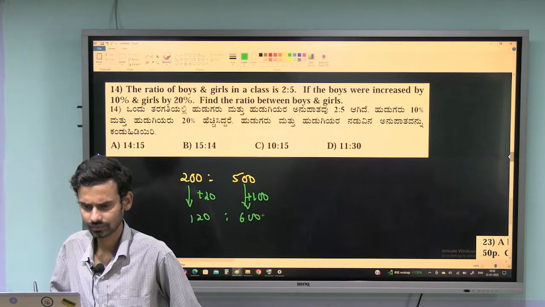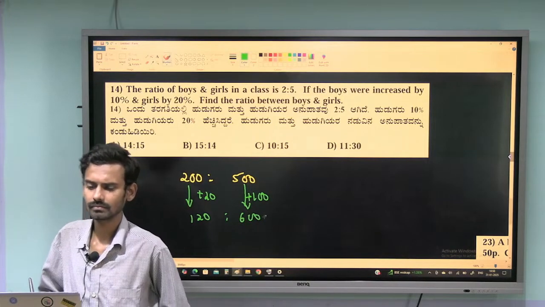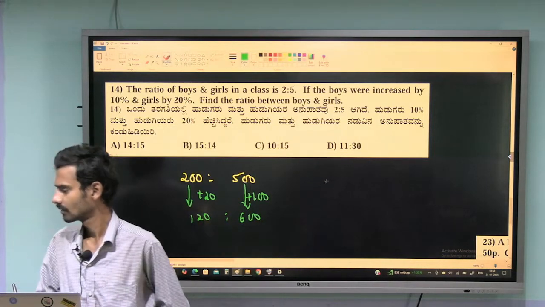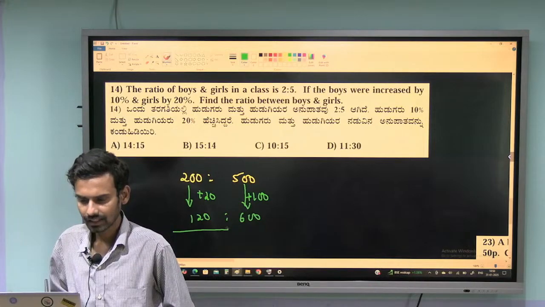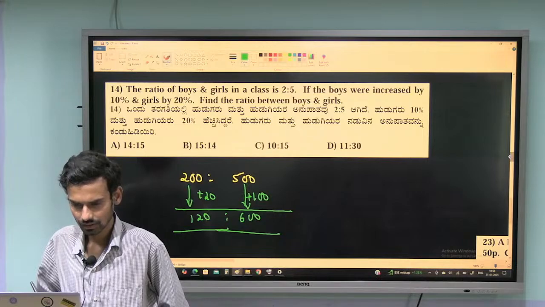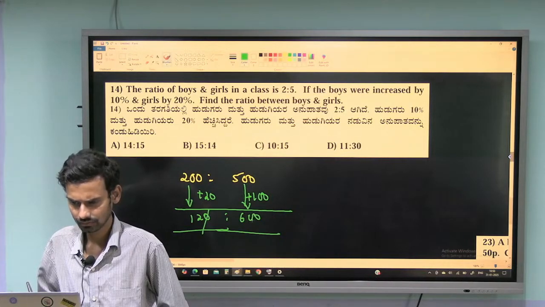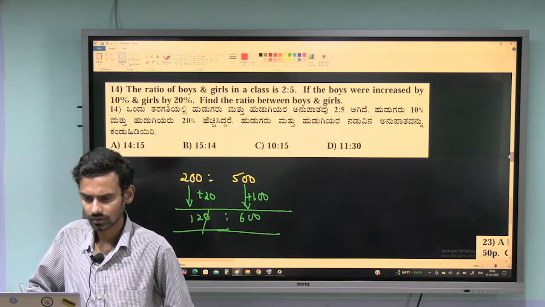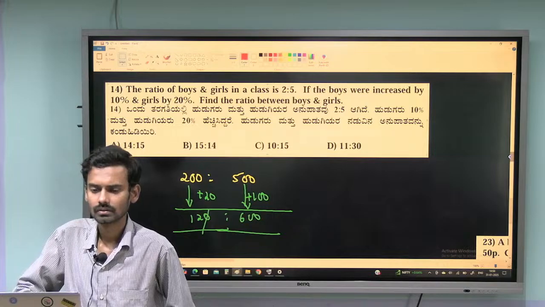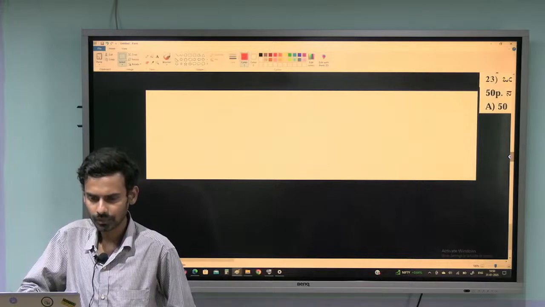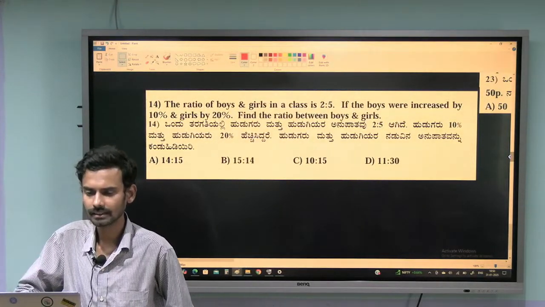Is it so? So you will be getting the answer as 120 is to 600. So if you cancel this, what will be the answer that you will be getting? Actually, I was supposed to change this question. Don't refer to the options. I will change the question. Give me the answer for this.